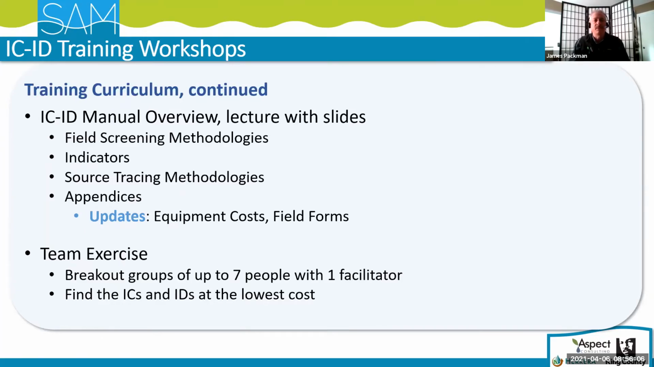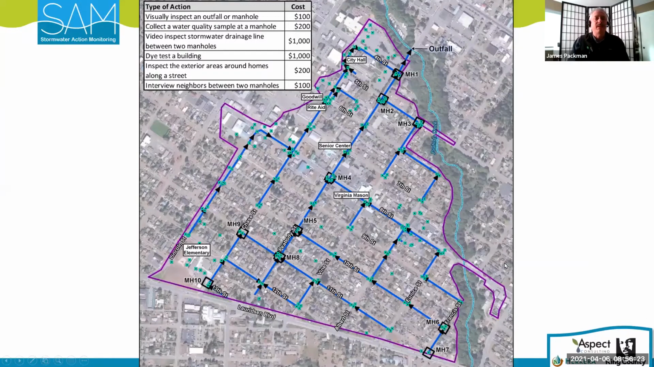We had groups of up to about 7 people with 1 facilitator each. The idea was to find the illicit connections or illicit discharges at the lowest cost under a theoretical scenario that was prepared in a game-like setting. So you had to work with your teammates, and I've got an example of the map that we prepared that is part of this team exercise.